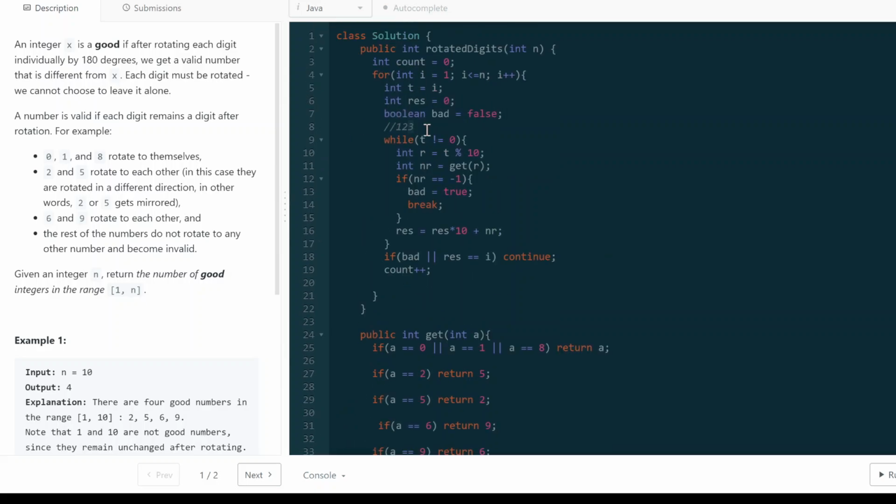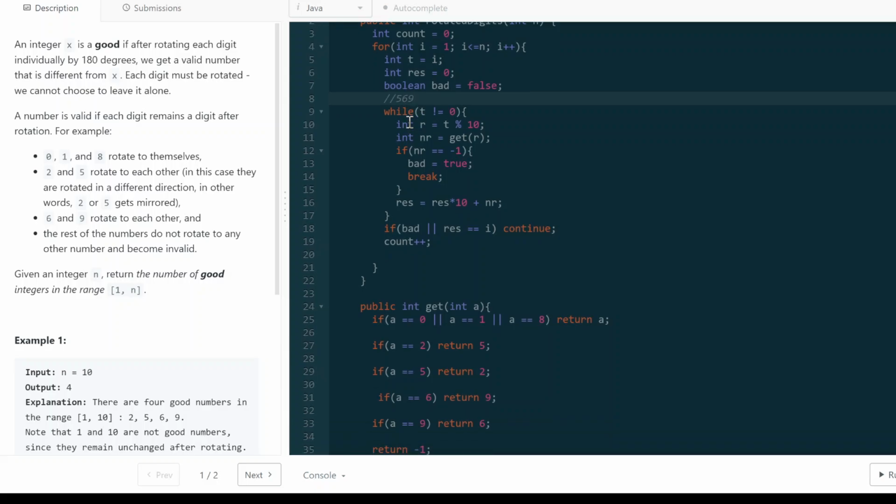So let's say something different, maybe 569. This is the number we are currently checking, right? So I'm gonna extract 9. So result will be result times 10, which is 0, plus 9.